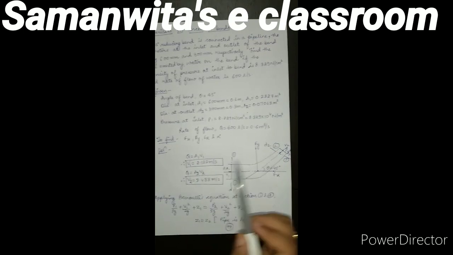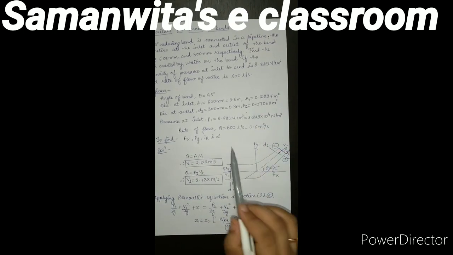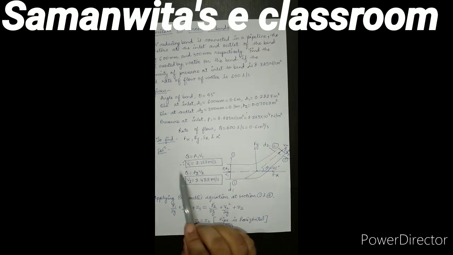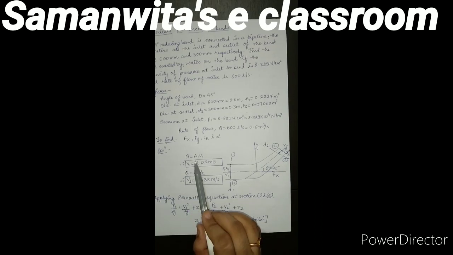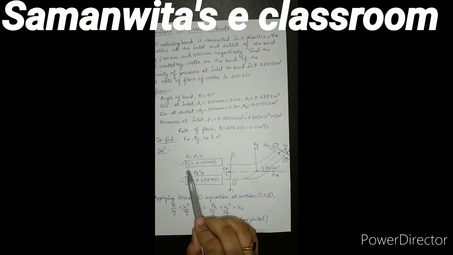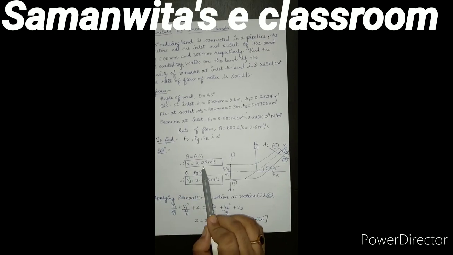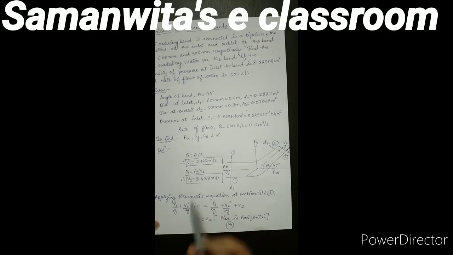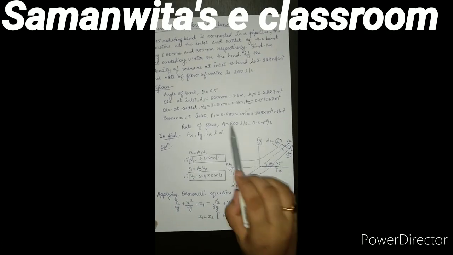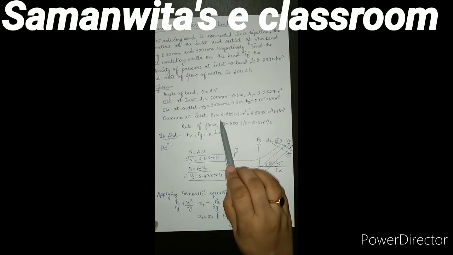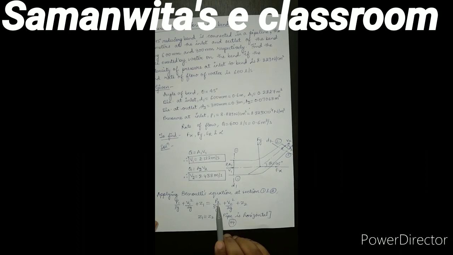From the given data I know that area is given to me and discharge is given to me. So I can use the formula Q = A1V1, from where I can get the value of V1 as 2.122 meters per second. Also I know Q = A2V2, so V2 can be found as 8.488 meters per second. Now I know the pressure P1, which is the pressure at the inlet. I need to know the pressure at the outlet.